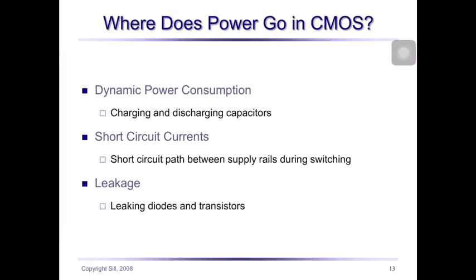In a CMOS circuit, power can be categorized into three different types. One is dynamic power, which involves charging and discharging of capacitors. The next is short circuit current, the short circuit path between the supply rails during switching. And the last one is leakage. Leakage power is when the transistor, which is supposed to be off, is not actually turned off, so there is current leakage.